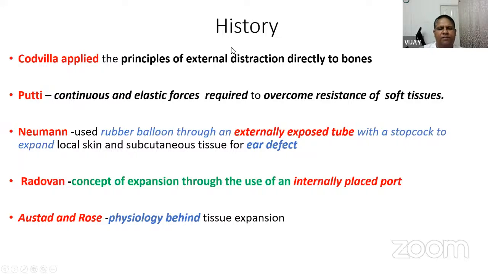Let us go into some of the history of the tissue expander. Codivilla applied the principles of external distraction directly to bones. That is why Codivilla is known for the external fixator, and Ilizarov as the godfather. Putti said that continuous and elastic forces are required to overcome the resistance of the soft tissue, so he proposed the concept. Neumann used a rubber balloon through an externally exposed tube with a stopcock and did an expansion for an ear defect. So here he used the external port, whereas Radovan used the concept of tissue expansion and used an internally placed port. Austad and Rose described the physiology behind tissue expansion.